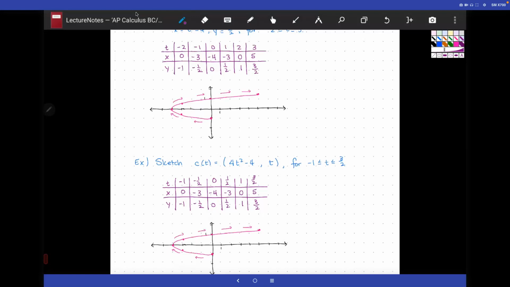Even though they're going along the same path in the same direction, with the same start and end points, that one went from negative 2 to 3 for t, and this one only went from negative 1 to 1.5. So if t is seconds, the top one took 5 seconds. This one only took 2.5 seconds to go along the same path. We'll be looking at how to find speed, but that's, I'm pretty sure, next class. But speed is hidden in there.